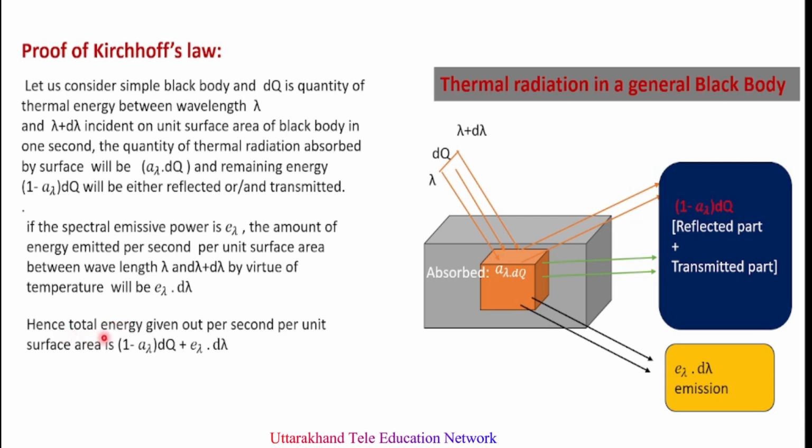Now the total energy given out per second per unit surface area is (1 − A_λ) dQ, this part being reflection and transmission, plus E_λ dλ, this part being the emission of the body. So this is the total amount of radiation going out from the unit surface area in 1 second in this body.